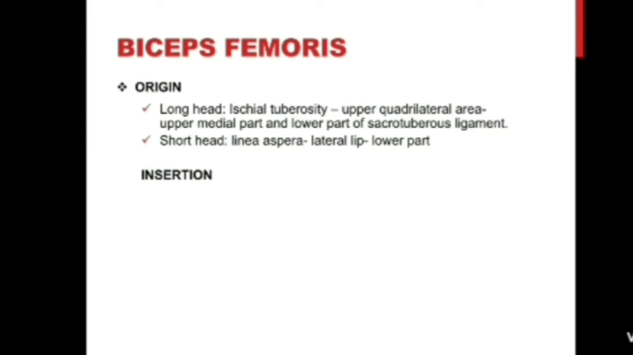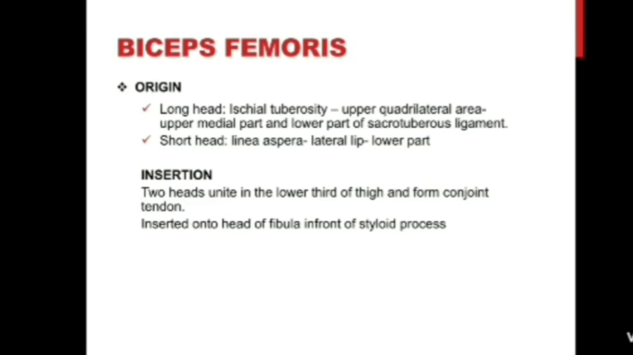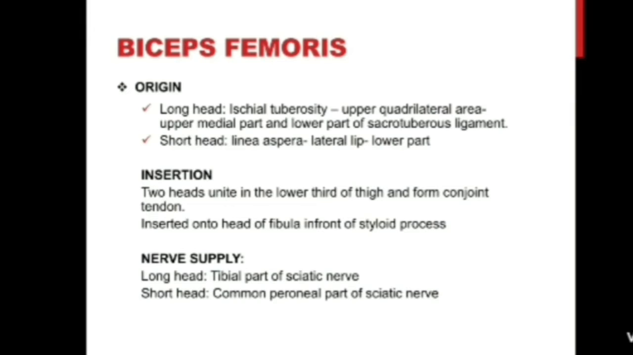So the insertion. What's going to happen is the two heads are going to unite and form a conjoint tendon. Now this conjoint tendon is going to be inserted onto the head of the fibula in front of the styloid process. So we saw the semitendinosus and semimembranosus are inserted onto the tibia, whereas this is going to be inserted onto the fibula in front of the styloid process. The nerve supply, I hope you're saying it with me. The long head is going to have the nerve supply of the tibial part of the sciatic nerve, whereas the short head is going to be from the common peroneal part of the sciatic nerve.